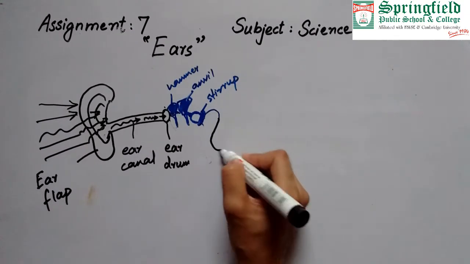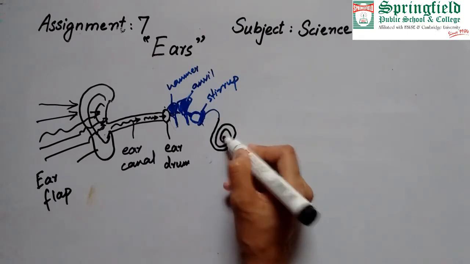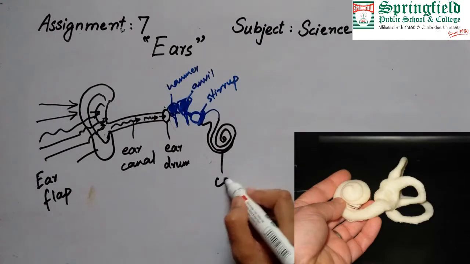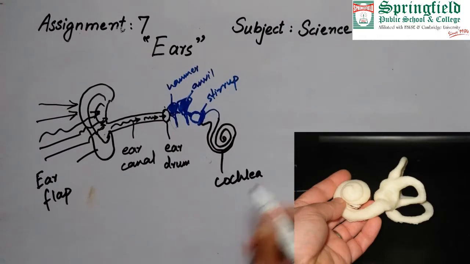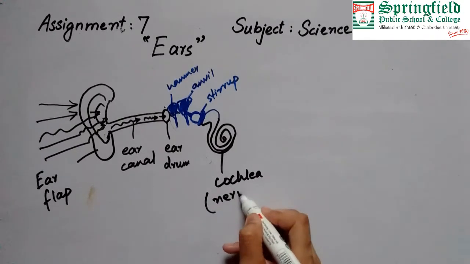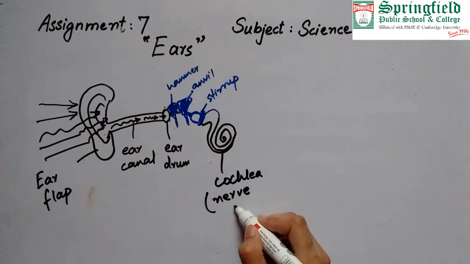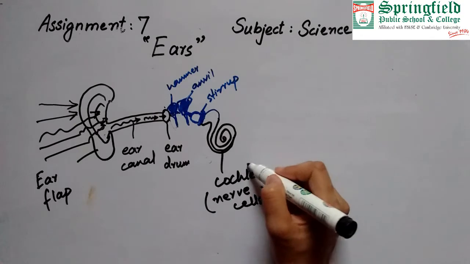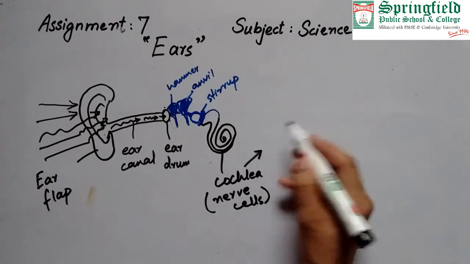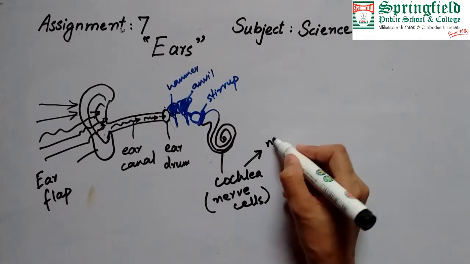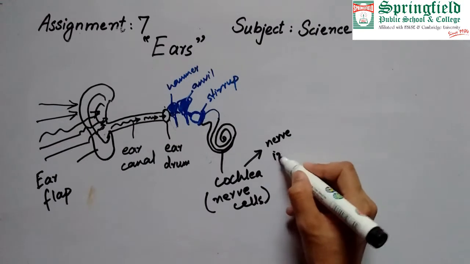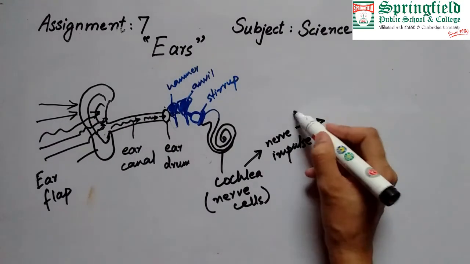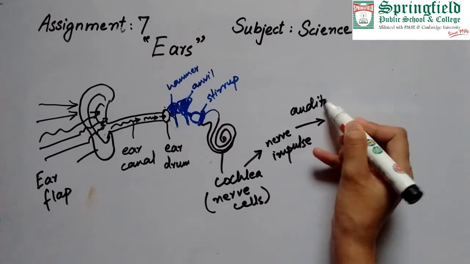Cochlea are coiled tubules in which there are nerve cells present. In the cochlea, nerve cells sense the vibrations, and they transform these vibrations into nerve impulses, and this nerve impulse is carried to the brain through the auditory nerve.